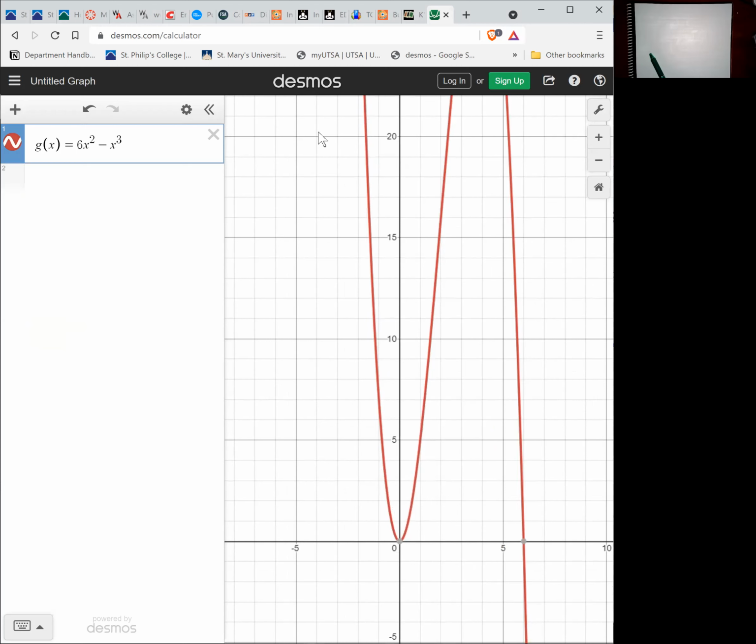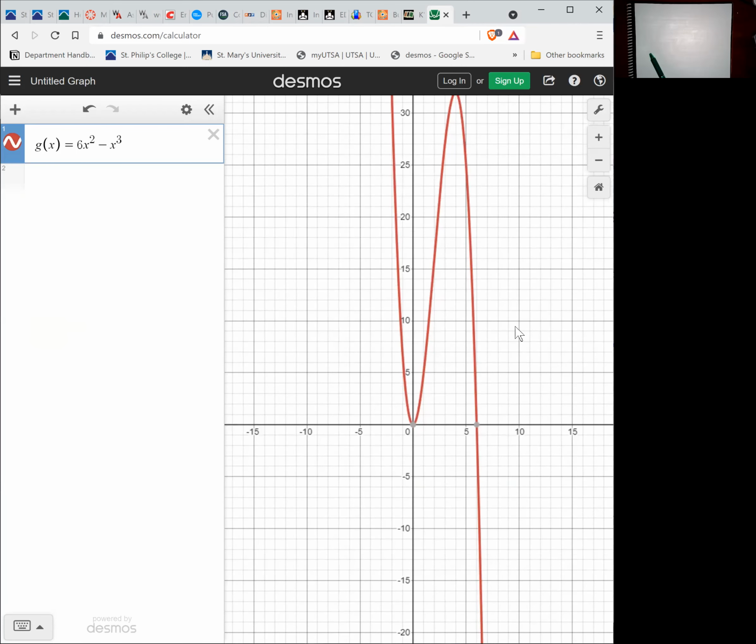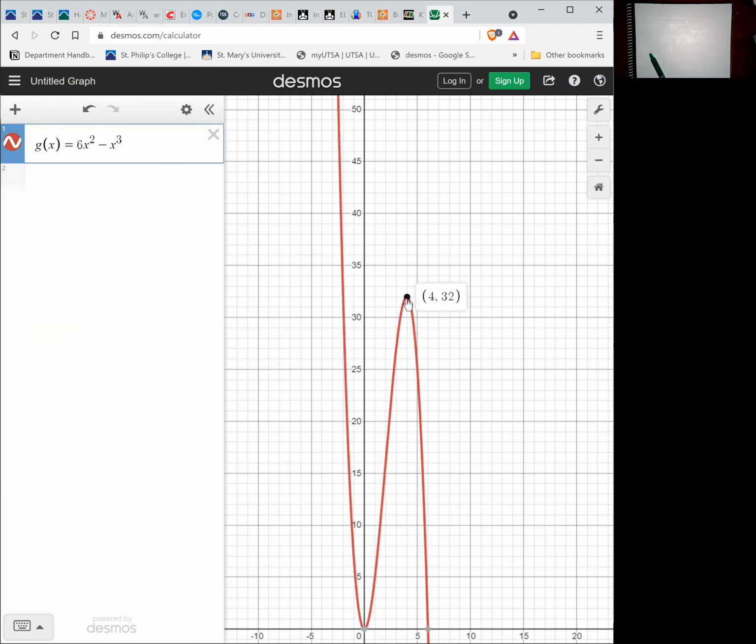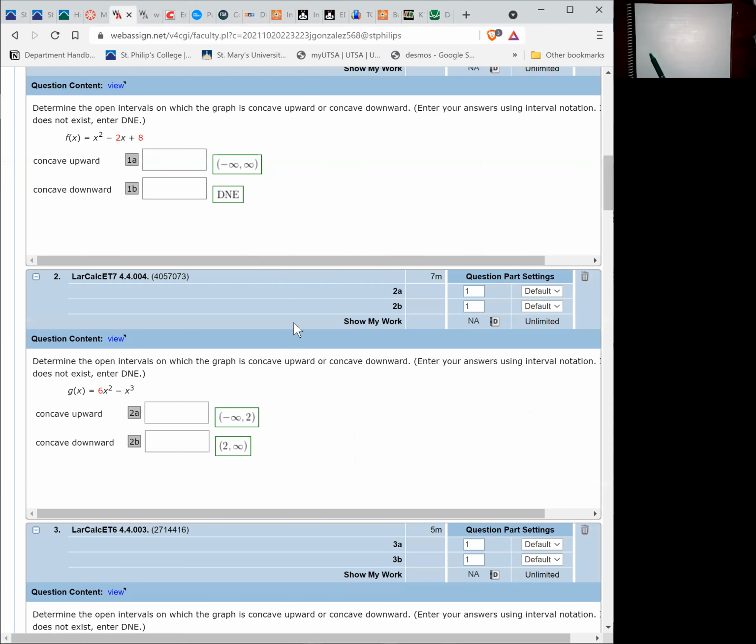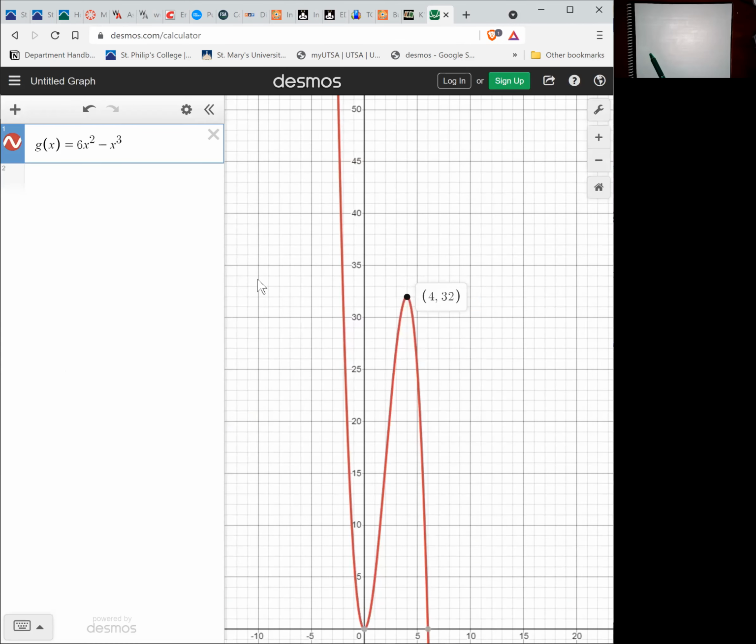So we are concave up from negative infinity all the way till here. After this point, we're concave down. See what I'm saying? So concave down here, concave up there, it looks like. So let's look at the answers here. Concave upward, negative infinity to 2, which is actually here. So yeah, I was a little off when I said that right there.